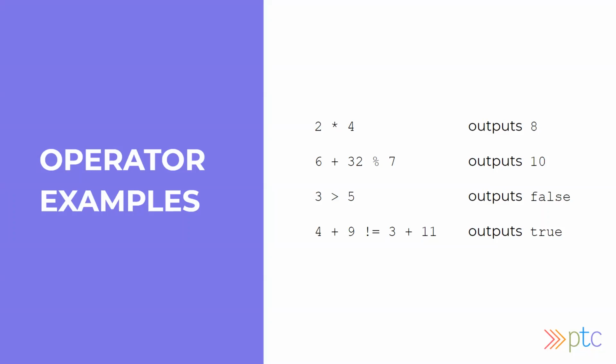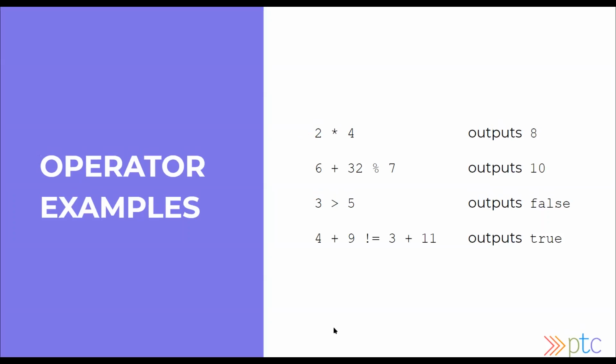Does anyone have any questions at this point? Reminder that we have gone over variables, lists, and here the operators. Okay, if there are none, we can move on to the next.